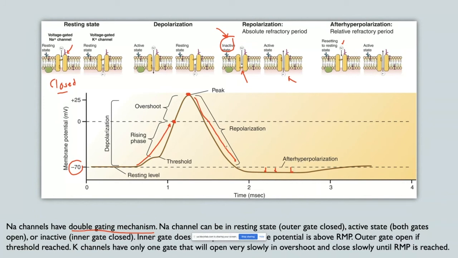The absolute refractory period is when the sodium channels are inactivated. So from here to here, we have the absolute refractory period. And during this time, until the cell reaches the resting membrane potential again, we have the relative refractory period. Absolute, inactivated; relative, hyperpolarization.